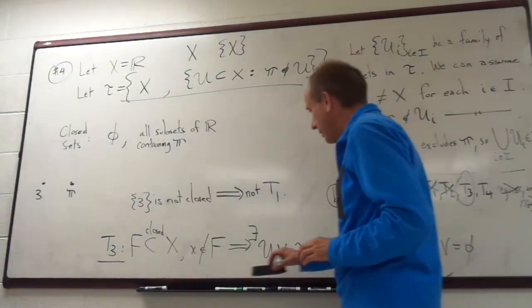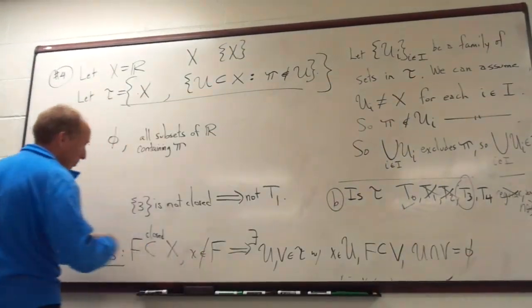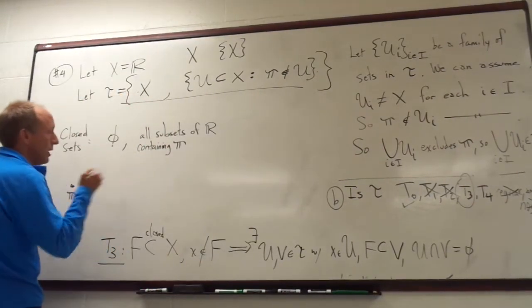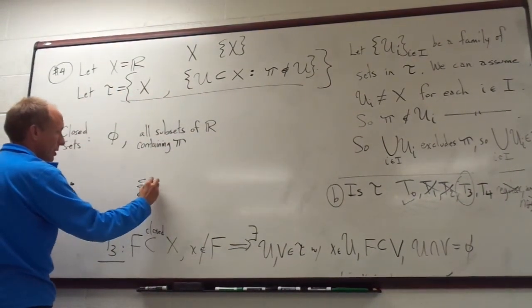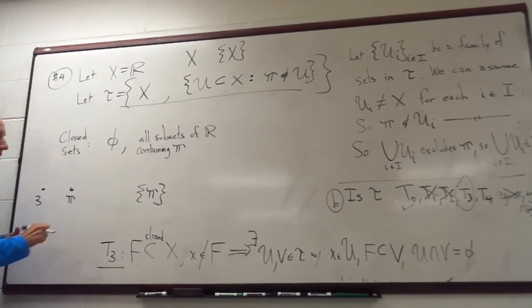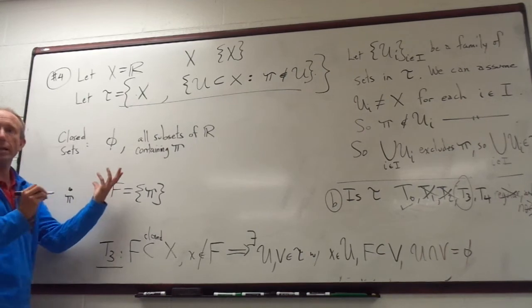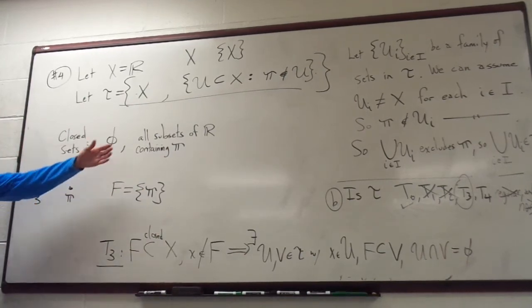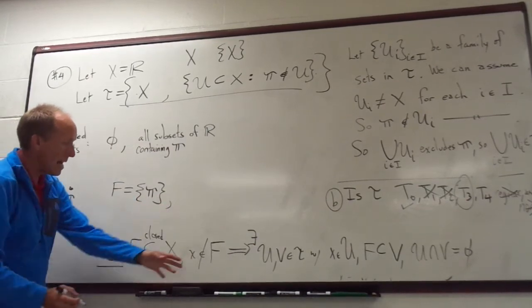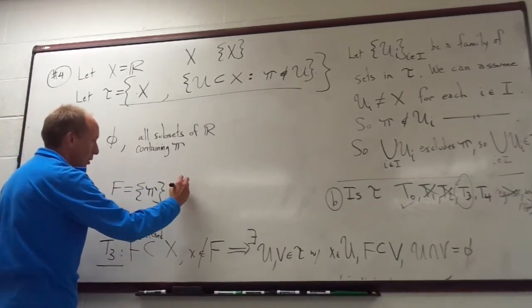So let's actually take a specific counterexample here. Let's take a closed set, we could just take that closed set. Okay? Everybody agree? That's a closed set? Anything that contains pi is closed. So there you go, there's a closed set. Pick an x that's outside of that. I'll pick 3.